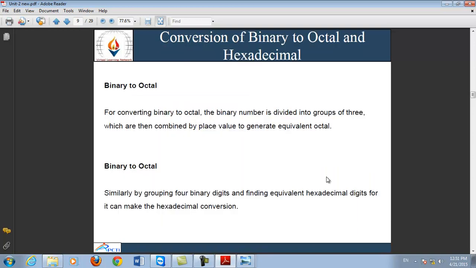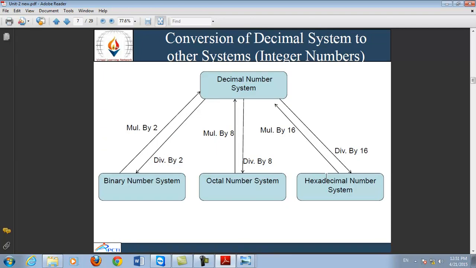Okay, the next topic is conversion of binary to octal and hexadecimal. Now, as I told you, if you want to convert octal to hexadecimal, octal to binary and binary to hexadecimal, means if you want to perform any conversions between these three numbers, then the process is you have to move from binary to decimal, then decimal to octal, in case you want to convert binary to octal.